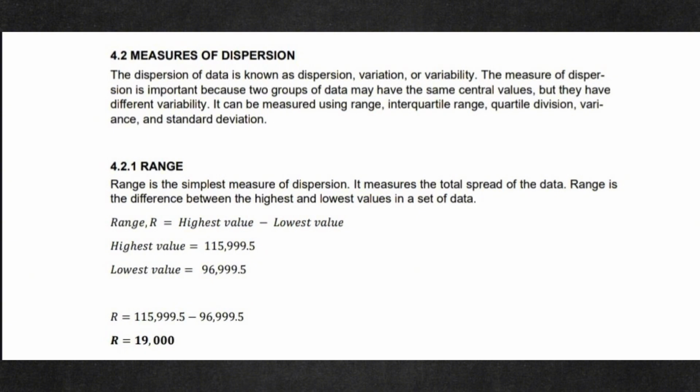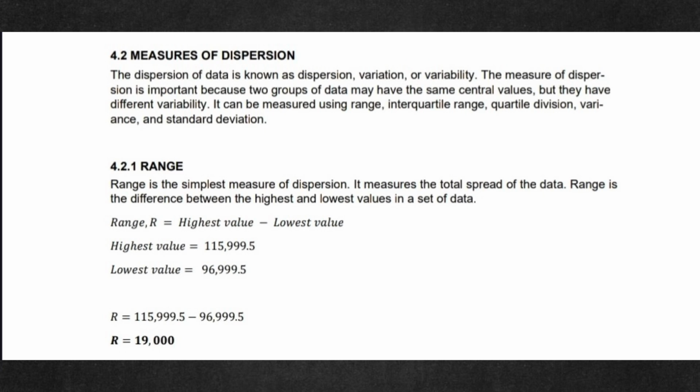For 4.2, measures of dispersion. The spread of data is known as dispersion, variation, or variability. The measure of dispersion is important because two groups of data may have the same central value, but they have different variability. It can be measured using range, interquartile range, quartile deviation, variance, and standard deviation.